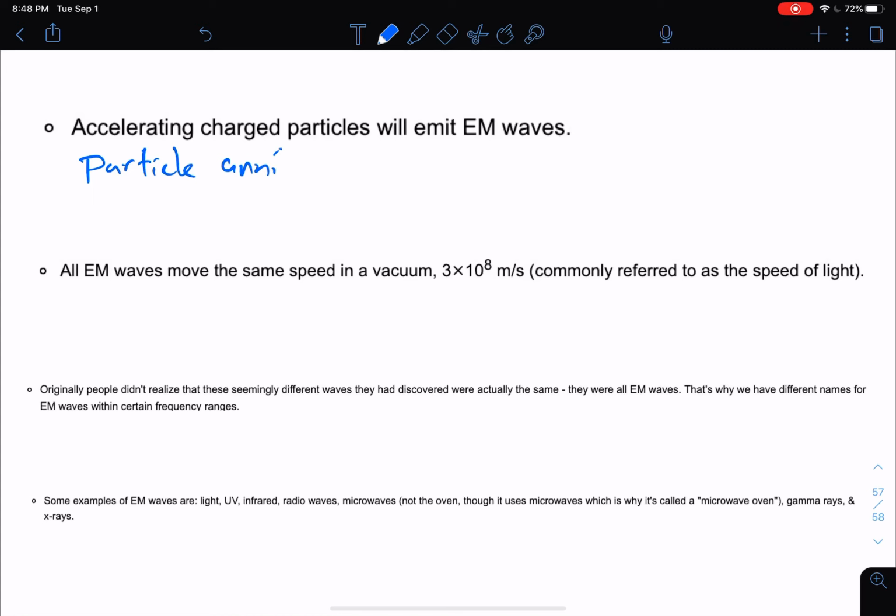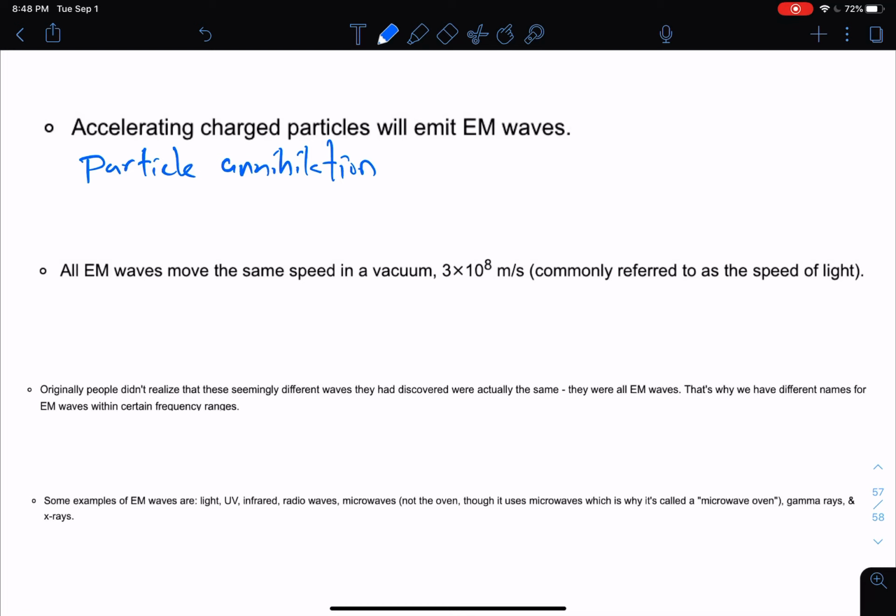Another way to do it is particle annihilation. We might talk a little bit about this later this term. But basically you have some matter particle that collides with its antimatter partner. The common example is an electron that has a collision with an anti-electron. The anti-electron is known as the positron. It's the exact same as the electron, except its charge polarity is positive instead of negative. And if they collide, they annihilate each other and EM waves are emitted.